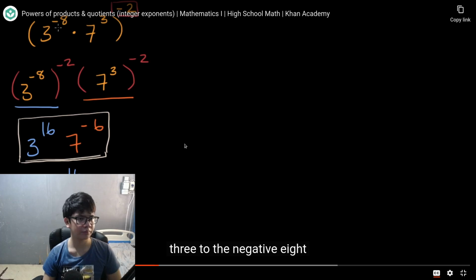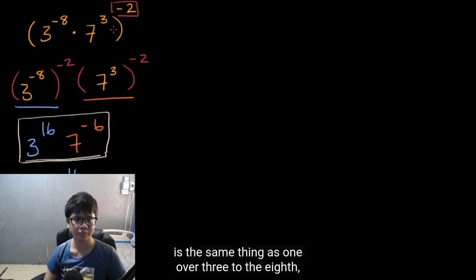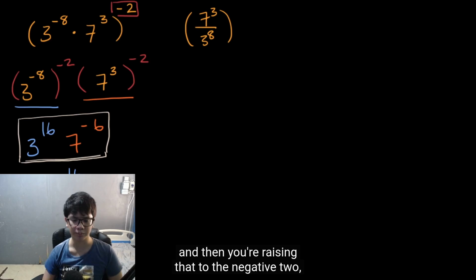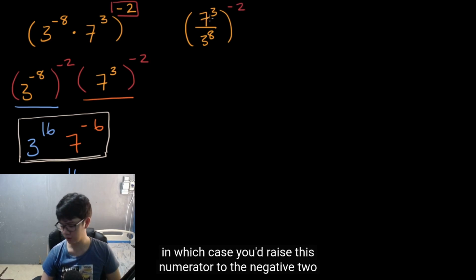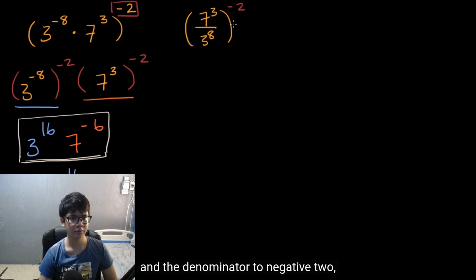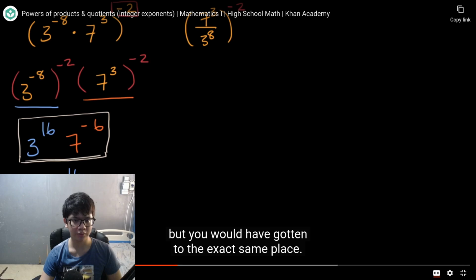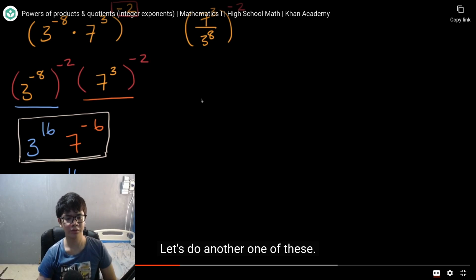3 to the negative 8 is the same thing as 1 over 3 to the 8th. So you could have said this is the same thing as 7 to the third over 3 to the 8th. And then you're raising that to the negative 2, in which case you raise this numerator to the negative 2 and the denominator to the negative 2. Then you could reverse it. You could have gotten to the exact same place. If I make it positive, then we have 3 at the top. Oh wow, cool.